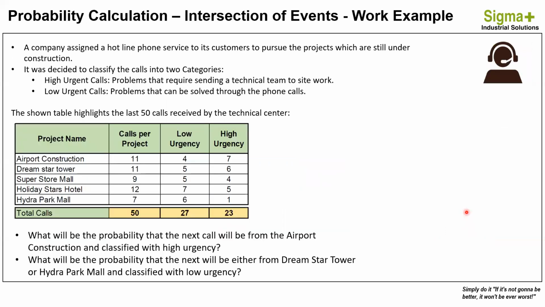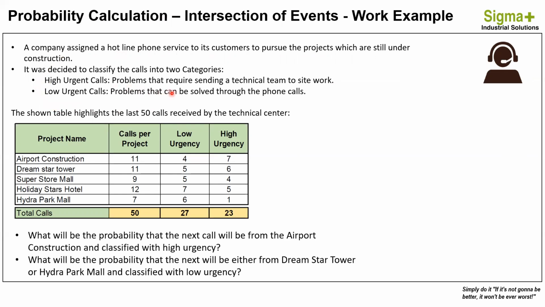So now we have understood an example where we are utilizing the union of the events, the probability of the union of the events. But what about the intersection of the events? The example says that a company assigned a hotline phone service to its customers to pursue the projects which are still under construction.